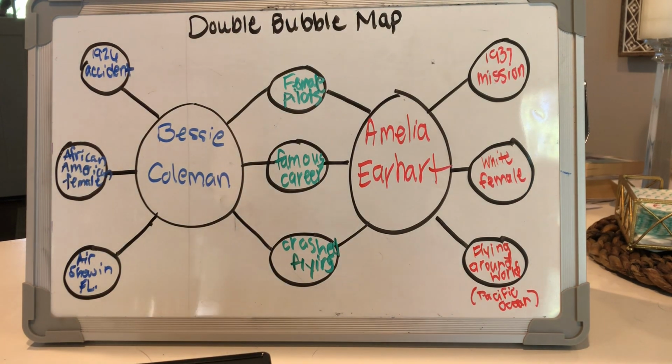Please look at the exit ticket on the Google document. You are going to do a double bubble map for 2 different people. So you are going to have an exit ticket for that. Look for that in the document.